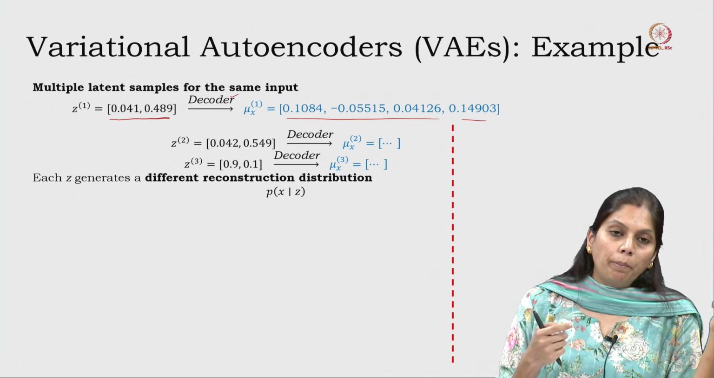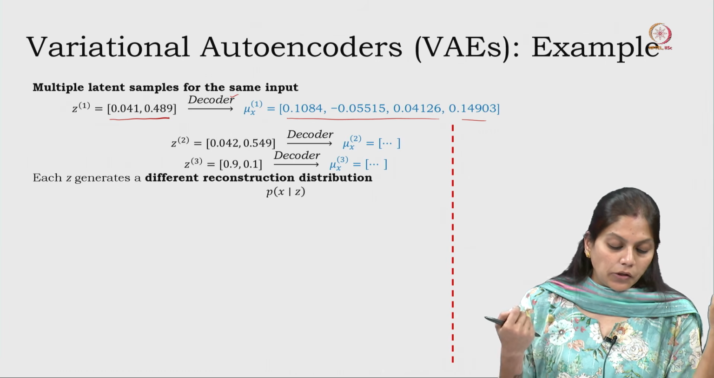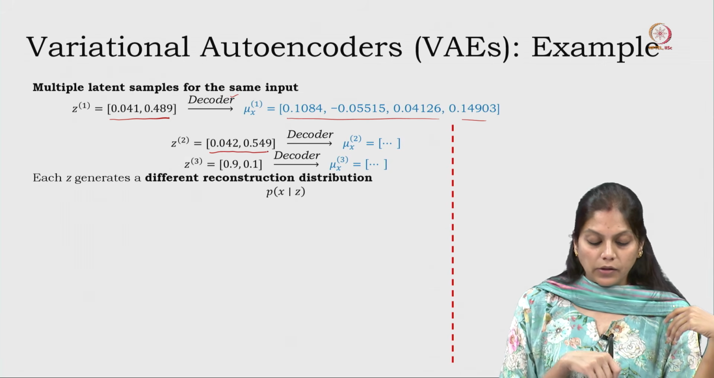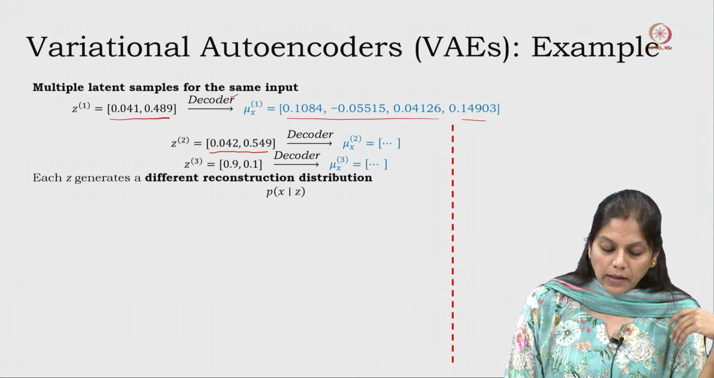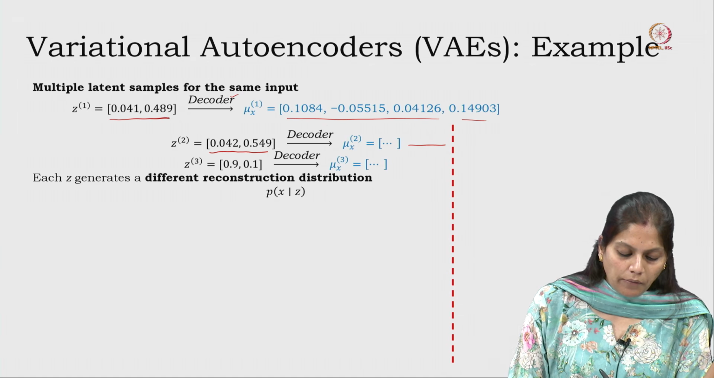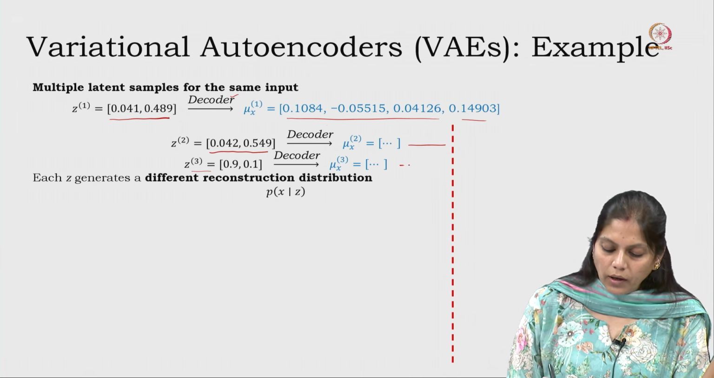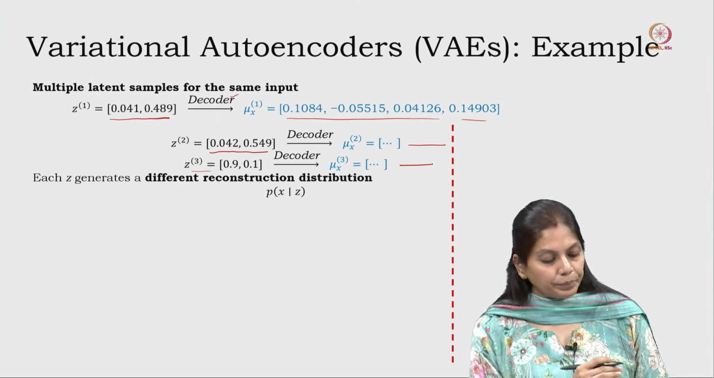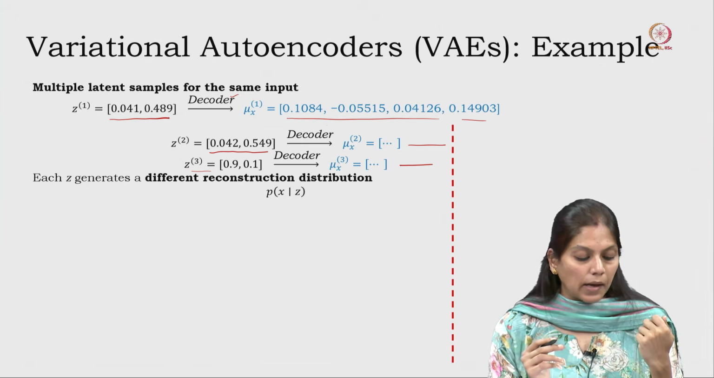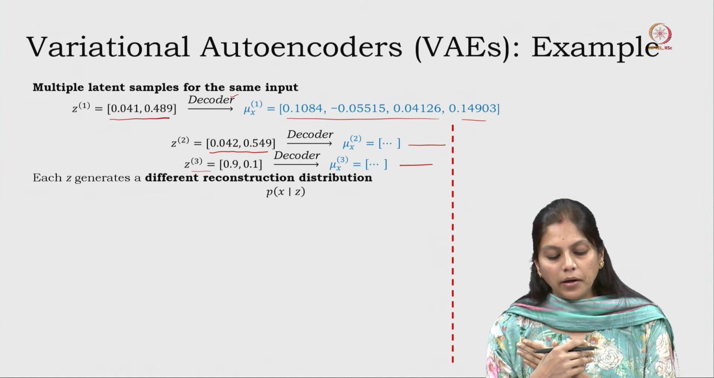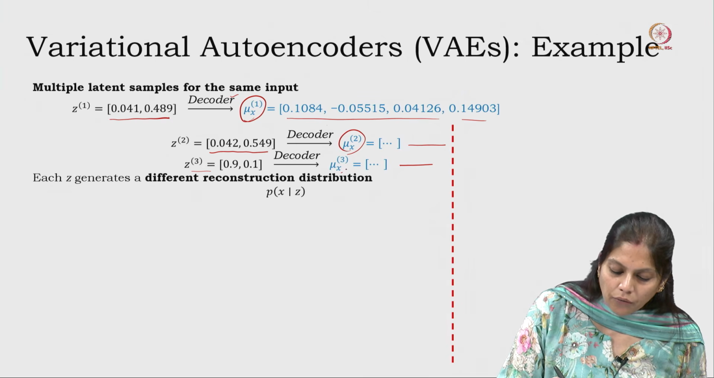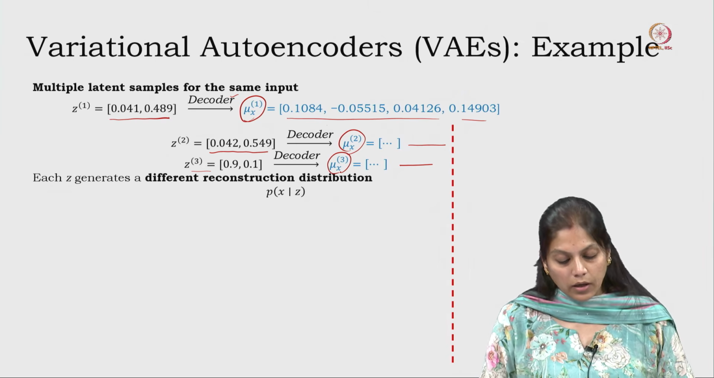Now, can you pick one more Z from that distribution? Yes, the answer is yes. So, we randomly pick one, and this is the Z we have obtained. When this Z is passed to a decoder, do we not get one more reconstructed data? So, each Z that is randomly sampled generates a different distribution, and from this you will have different values.